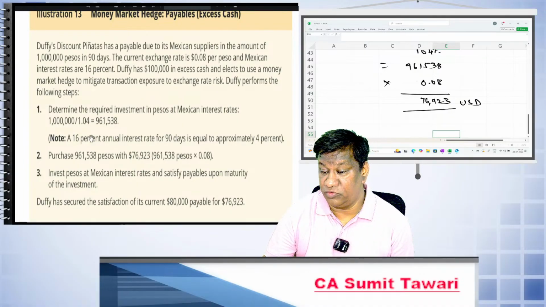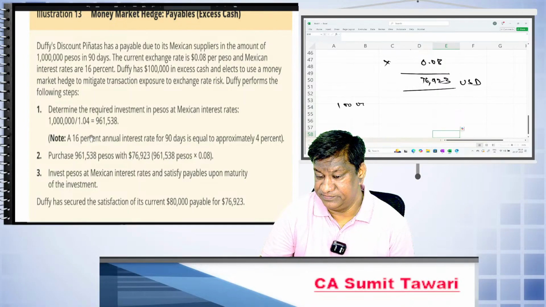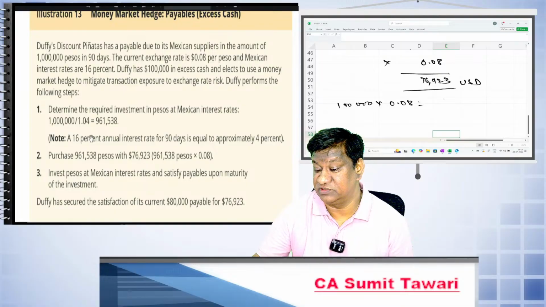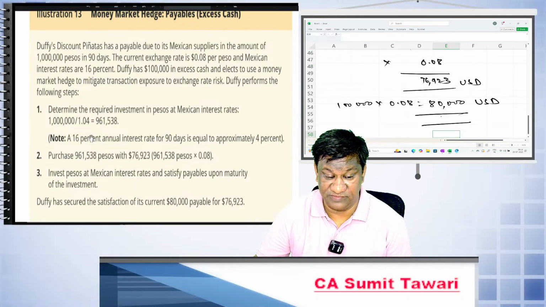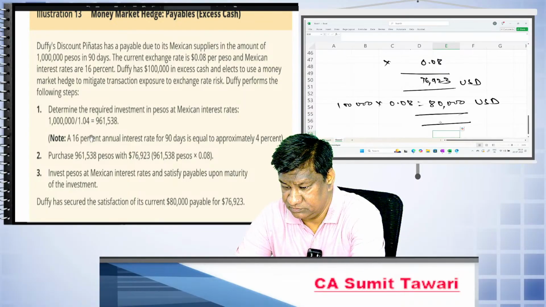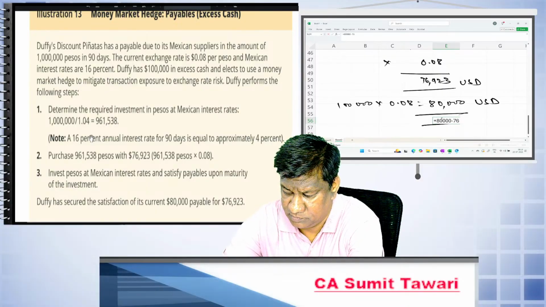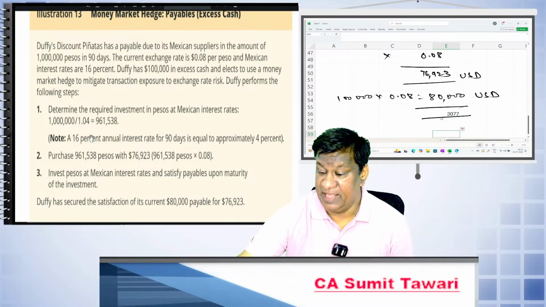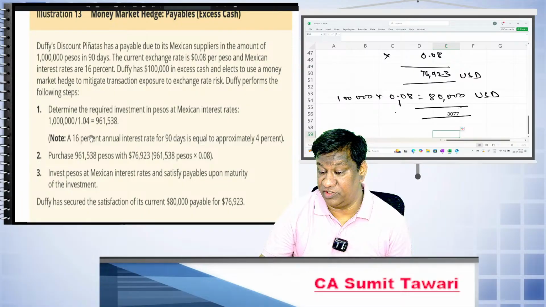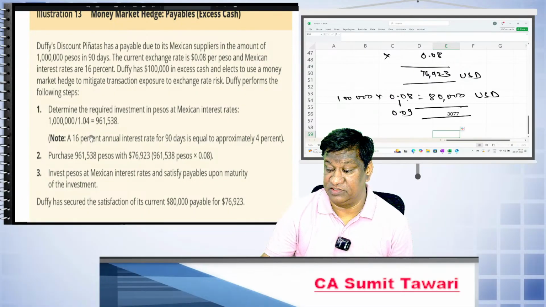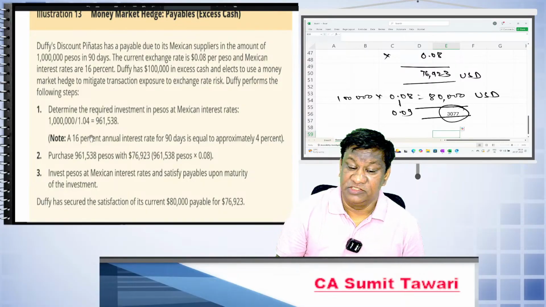If I do not adopt this strategy, then how much do I need to pay? 1 million multiplied by 0.08, which is equivalent to 80,000 USD. So if you see here, there is a saving of 3,077, and plus if any variation arises in the exchange rate, that is also an additional saving. Instead of 0.08, if it is 0.09, in that situation that amount also we can save here. So this is my total saving because of the change in interest rate.